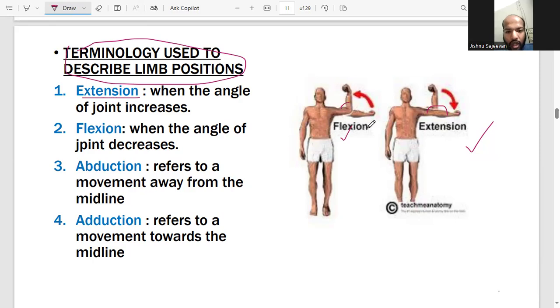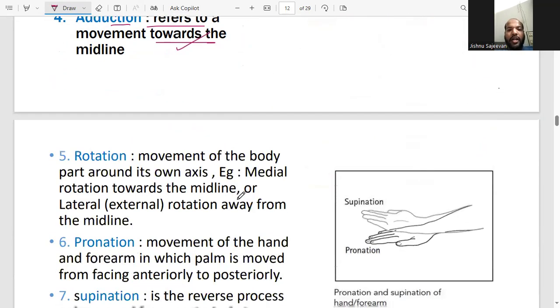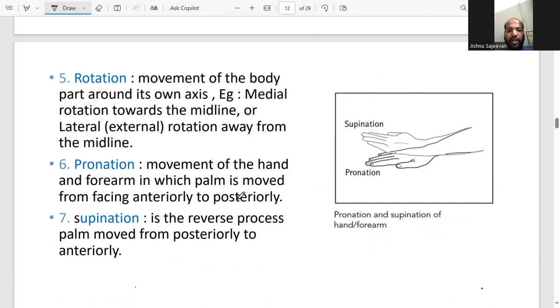Abduction refers to a movement away from the midline. If you are moving a body part, for example, when we are taking a shoulder AP, we will be moving our hand away from the body. That is known as abduction. Adduction means a movement towards the midline of the body. So these are all the descriptions for limb positioning.